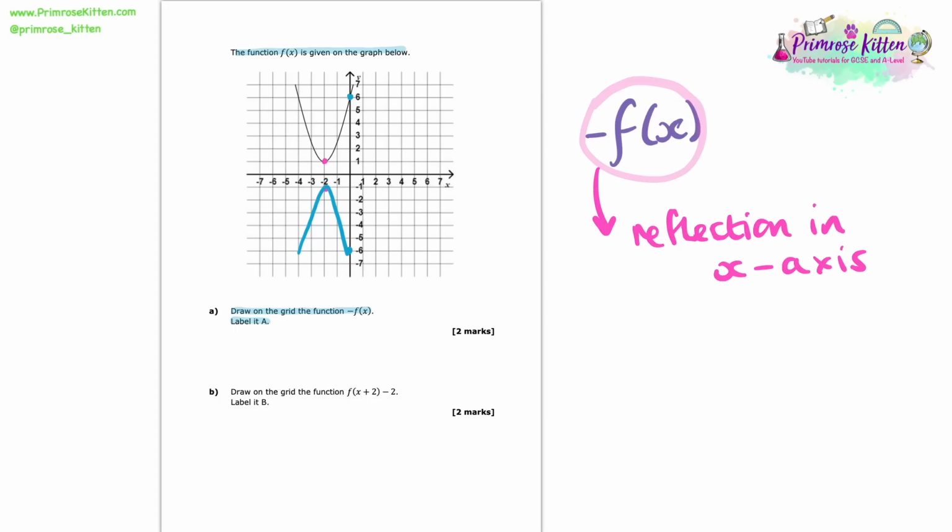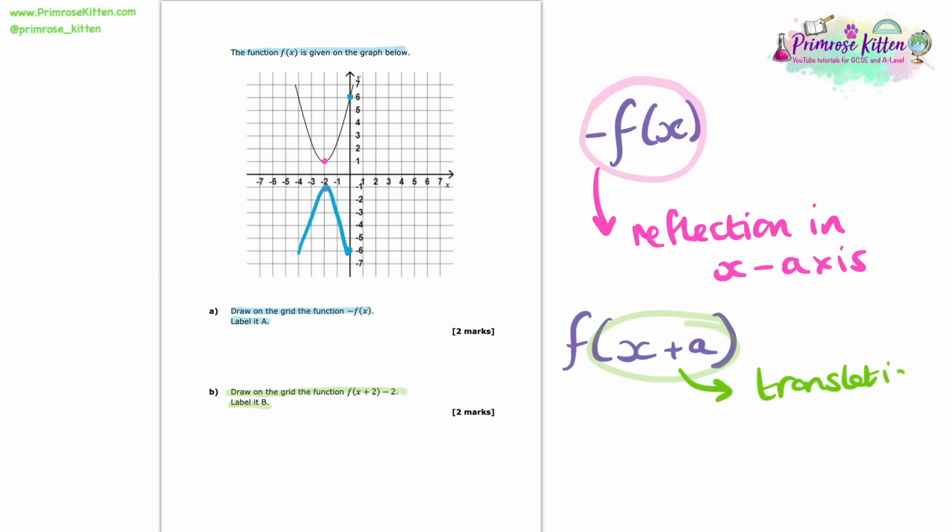So now we're asked to draw on the grid the function f of x plus 2, minus 2. So there's two things going on here. Again, let's remind ourselves of those standard transformation parts. If we have f of x plus a, so the plus a is in the brackets, that's the critical bit here. What that is asking us to do is to translate the curve f of x by minus a in the x-axis. And I always find when it's in the brackets, it kind of does the opposite of what you would think. You'd think plus a, but no, it's in the brackets, so it's going to do minus a.